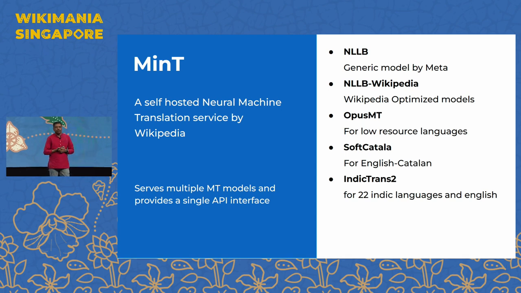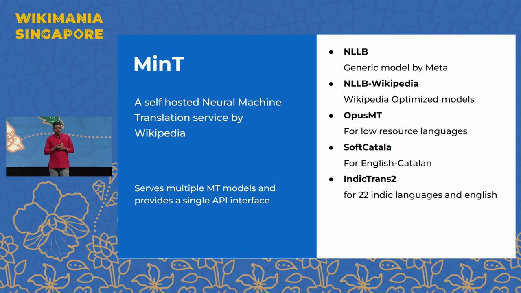And then we have the OpusMT project by the University of Helsinki to support some of the very low resource languages that are not supported by any other commercial or open source MT engines. We also got feedback from the Catalan Wikipedia that the Softcatalà neural machine translation engine is the state of the art for English-Catalan, so we integrated it. All of these are open source licensed, I need to mention that.